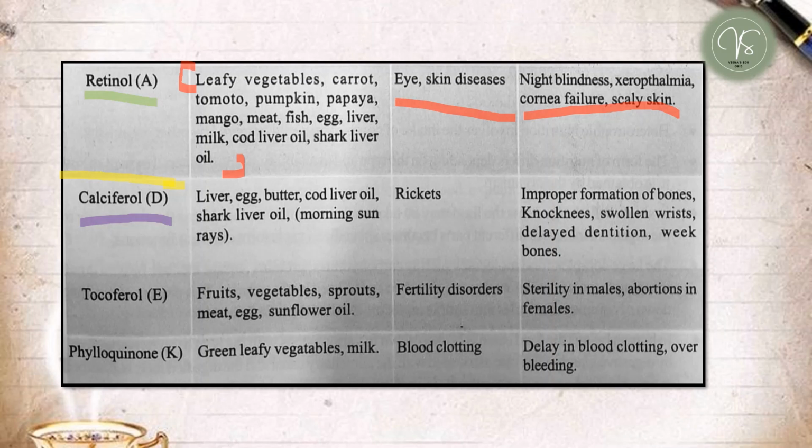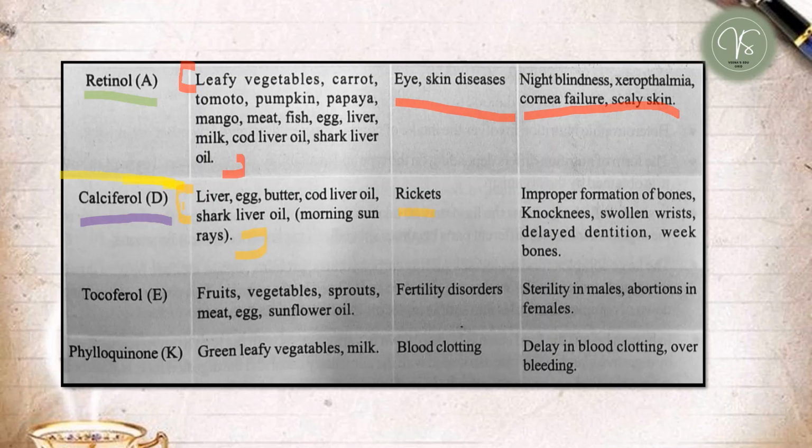Cholesterol that is present in our food can be converted in our body to vitamin D by action of sunlight. Hence, it is said that you should stay in the sunlight for at least 40 minutes so that the cholesterol that is present in your food gets converted to vitamin D. It is said that it is a free source of vitamin D. It is also found in liver, egg, butter, cod liver oil, and shark liver oil.